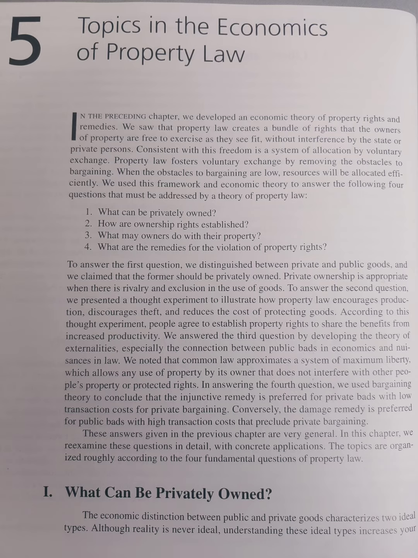In answering the fourth question, we used bargaining theory to conclude that the injunctive remedy is preferred for private bads with low transaction costs for bargaining. Conversely, the damage remedy is preferred for public bads with high transaction costs that preclude private bargaining.